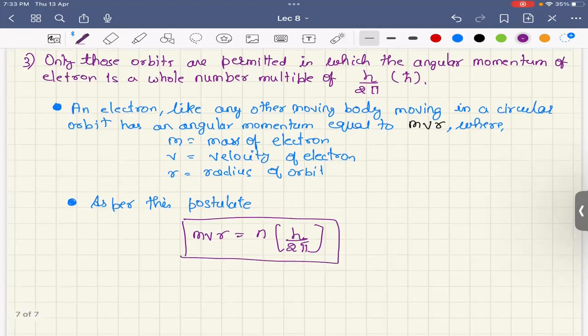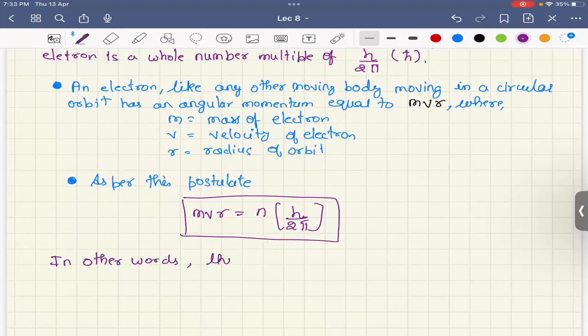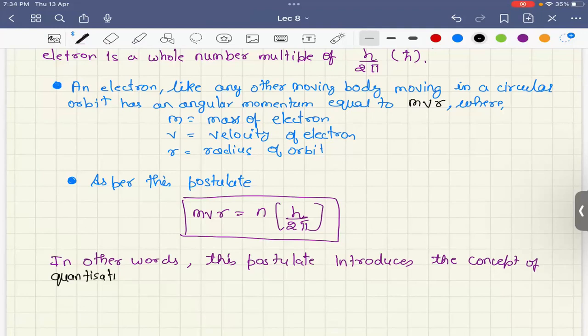Right. So in other words, this postulate introduces the concept of quantization. So quantization means limited. Quantization of angular momentum, right?